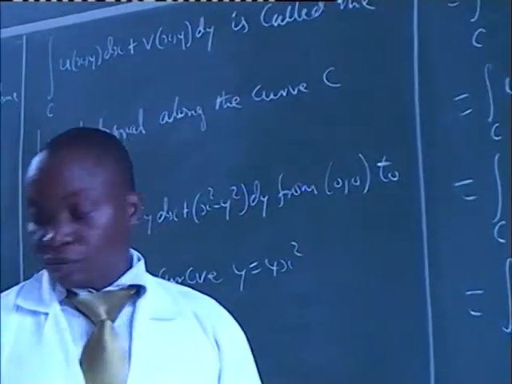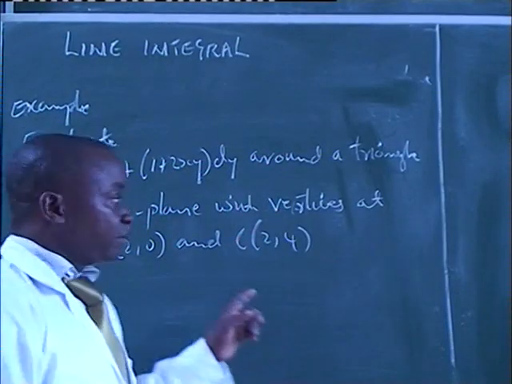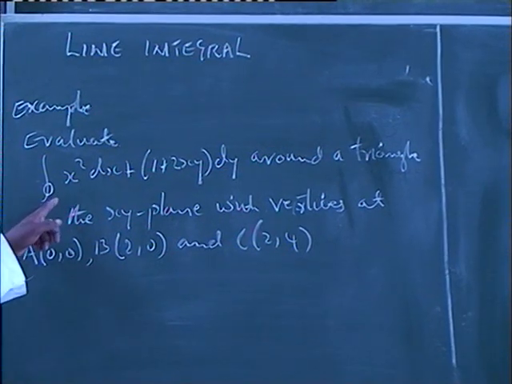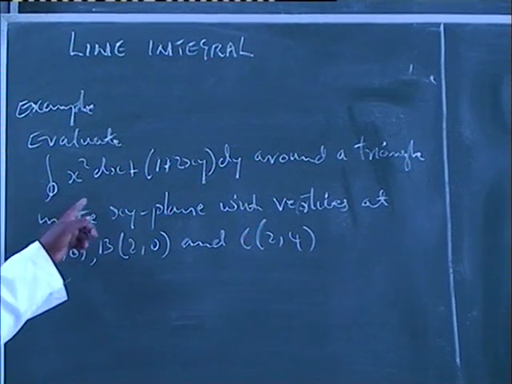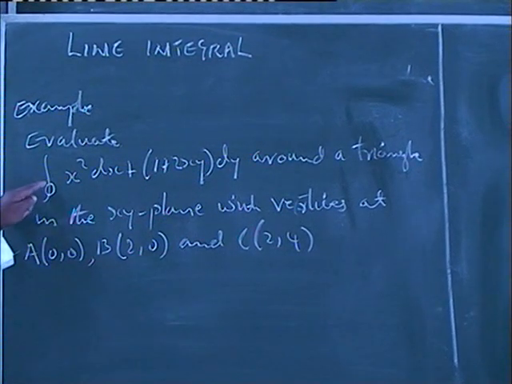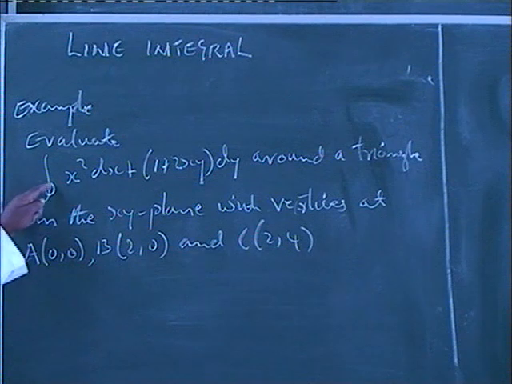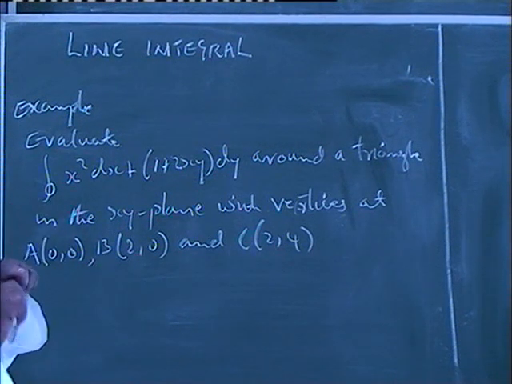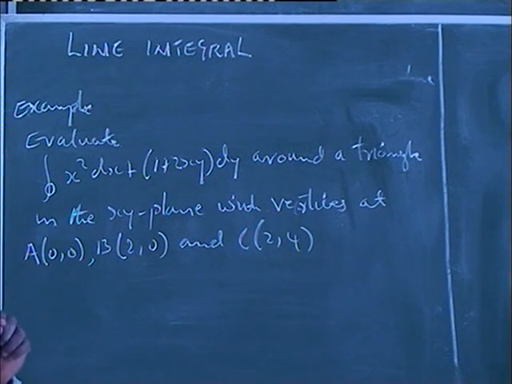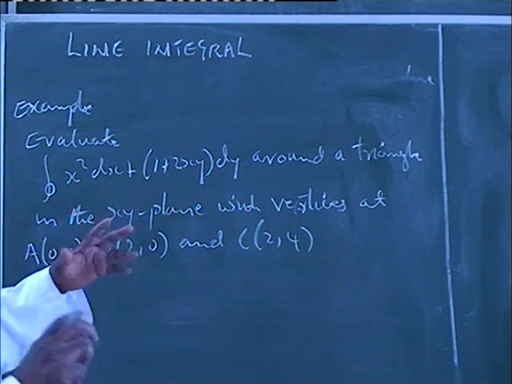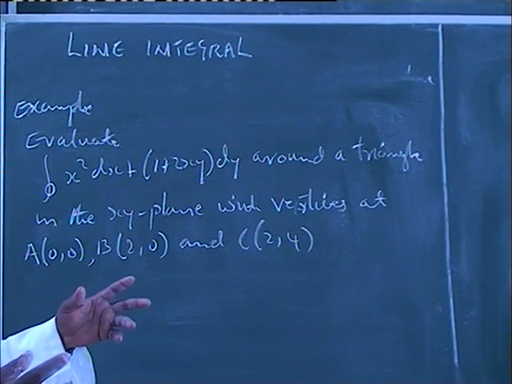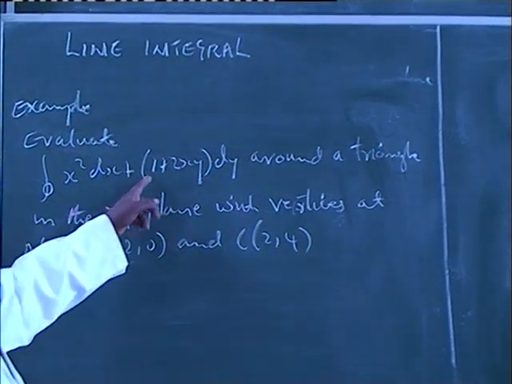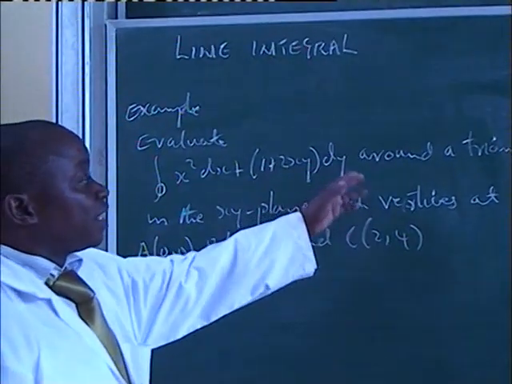Alright. So the next example on line integral, we are going to evaluate the line integral over a closed curve. Now look at this one. You see this symbol now. It's different from the other C. So this one tells you that we are integrating around a closed curve, a closed region, a closed figure. Now, x squared dx plus 1 plus 2xy dy around a triangle.